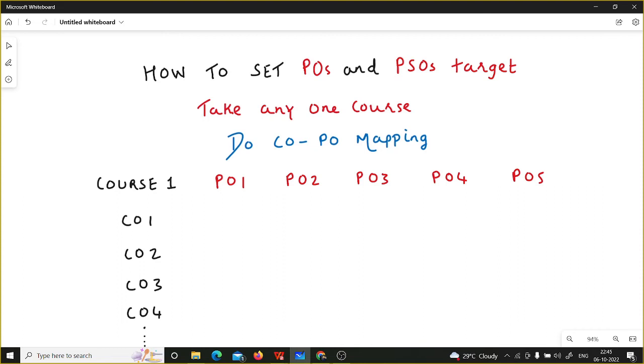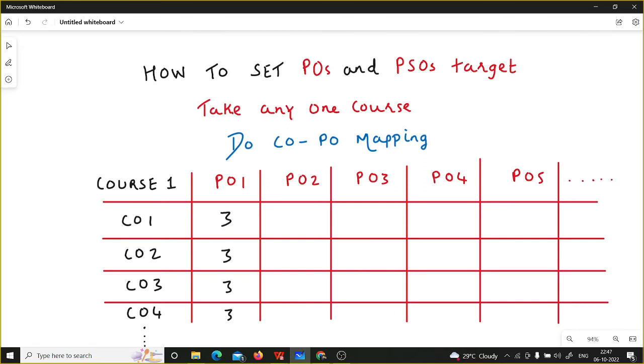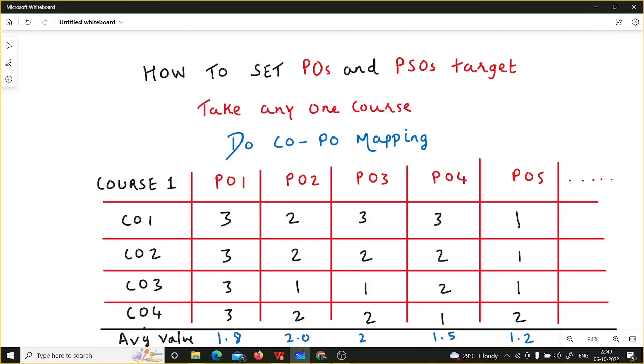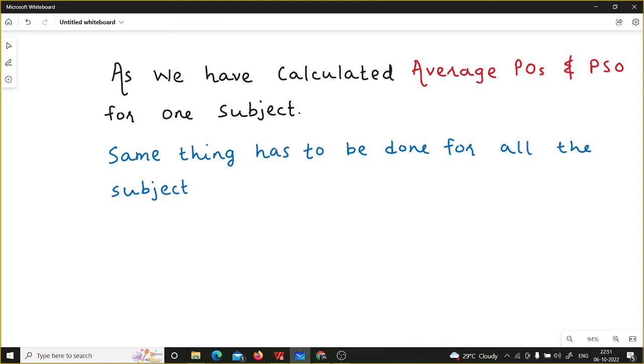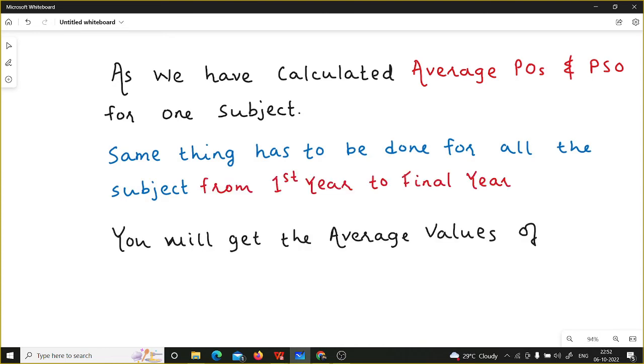Okay, so mapping can be done to different levels. We have 3 levels of mapping: level 1, level 2, level 3. 3 is the highest degree of mapping. The course owner has to do this mapping, and after the CO-PO mapping, we will get the average value of PO1, PO2, PO3 for this particular subject. Now, as we have calculated the average value of POs and the PSOs for a particular subject, in the same way we have to find the average value of all the subjects from first year to final year.